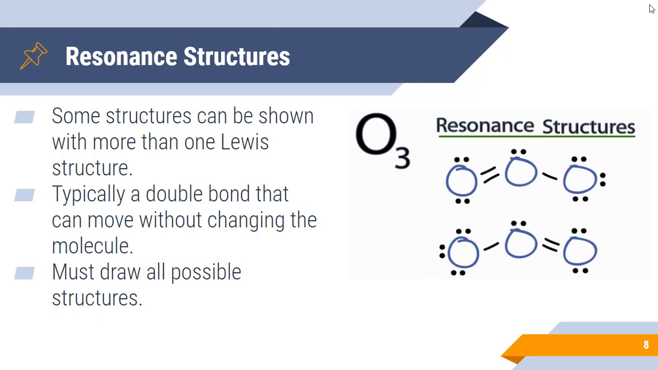The reality is that it continually fluctuates between the one on the top and the one at the bottom. The one on the top occurring about 50% of the time, and the one on the bottom occurring about 50% of the time. If this is the case, you must draw all possible Lewis structures. So sometimes there are 2, sometimes there are 3. If that's the case, you have to draw all of them. Okay? Keep that in mind.